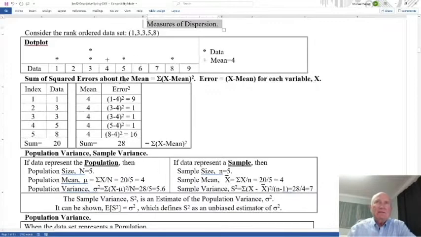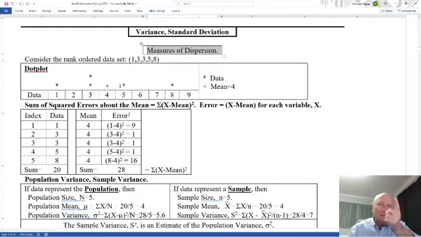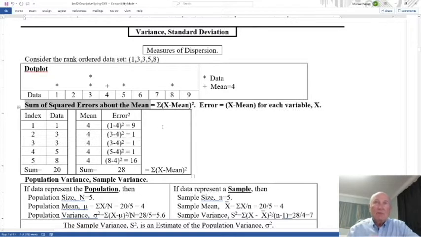Okay, but then let's take these numbers and do a little different approach. Let's do the sum of squared errors about the mean. Well, we've already done that up there. Errors about the mean here is going to be x minus mu. The error is x minus the mean for each value of x. But then if I want the sum of the squared errors, I'm going to square it and then sum it. Okay? So let's do it. Let's take the data here, 1, 3, 3, 5, and 8. The mean is 4. Let me take the error about each value. Data 1, mean 4: 1 minus 4, and I'm going to square it.